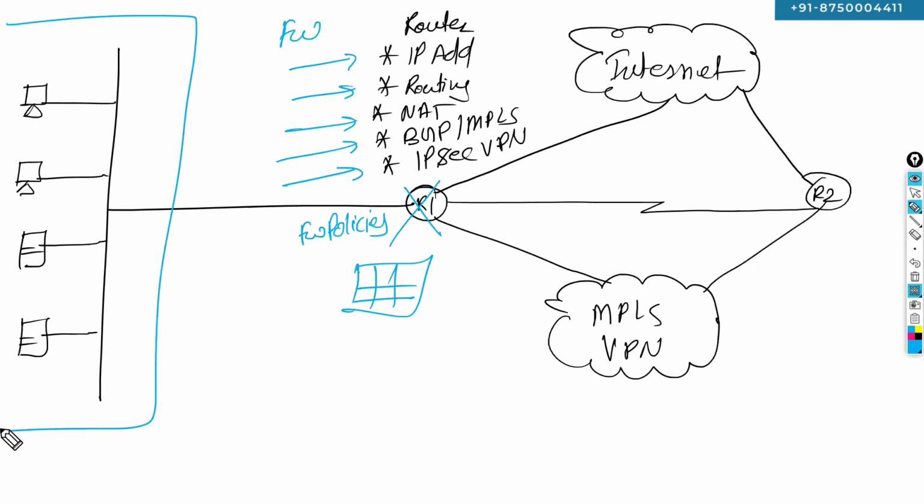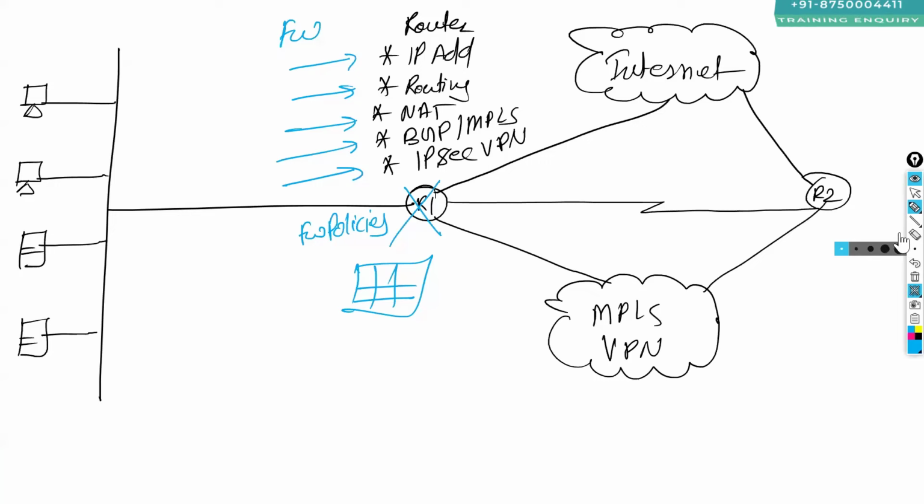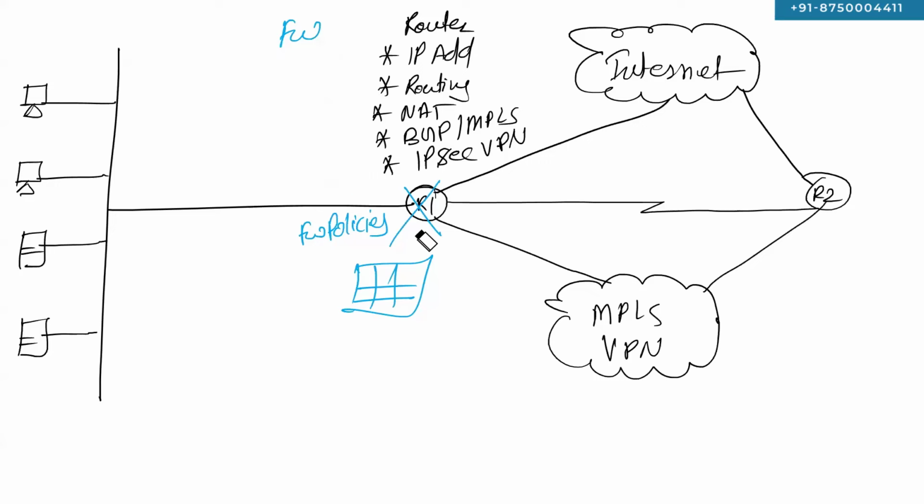But the question is this: when we have IP addressing here, why do IP addressing again? When we have configured routing, why configure routing again? When we have already implemented NAT, why implement NAT again? Why configure BGP and VPN again? Now, when we are using a firewall, we are configuring each and everything again. Then what are we adding here? Firewall policies. Now the question is: is there any approach where we directly deploy firewall policies instead of changing the network?